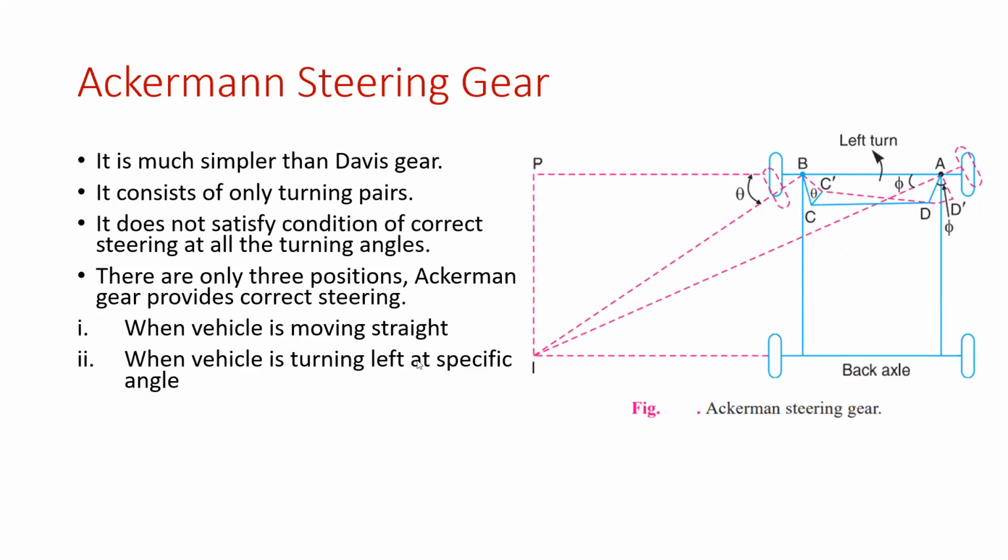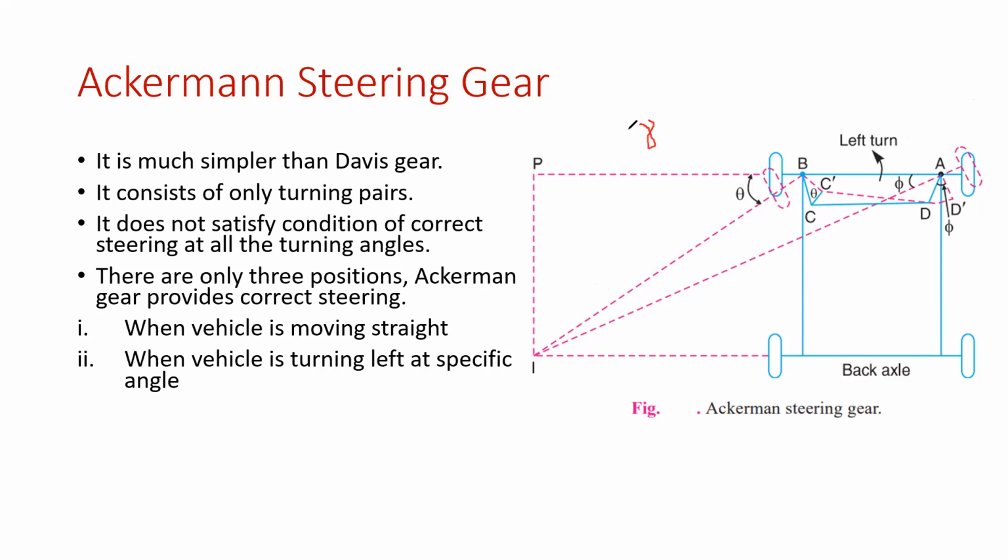Second is when the vehicle is turning at a specific angle towards the left. So in the left there will be some angle of turning, you can say gamma. If you turn at that particular angle gamma, which will have a specific value, that time the condition will be satisfied. Similarly, when you turn by the same angle gamma towards the right, the condition of steering will be satisfied.